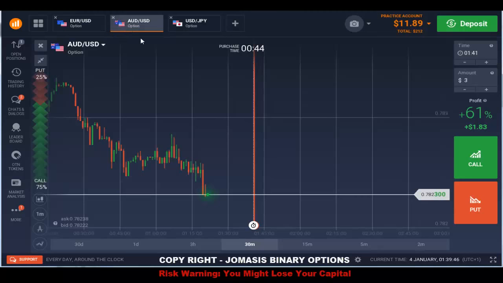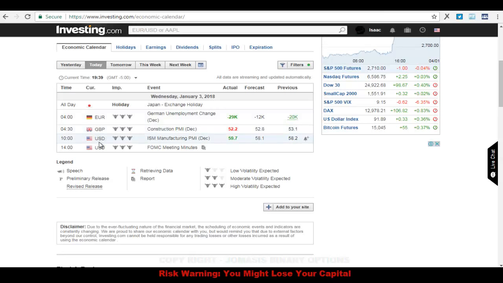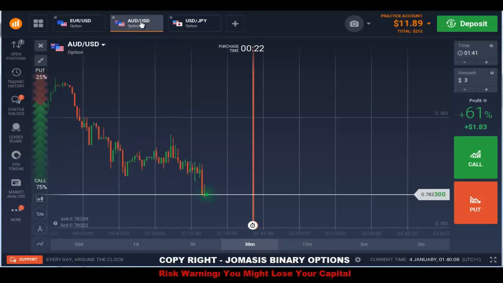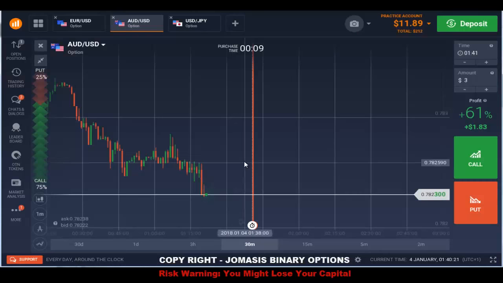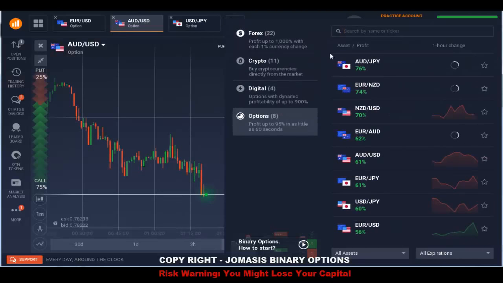Now also, we cannot trade this currency pair because USD, the United States dollar, is also affected. Let's check here. So you see USD is affected. Since AUD is quoted with US dollar, we are not going to trade it either. The same applies to any other currency, so let's go and check another one that has GBP. Let's check if it is available here.